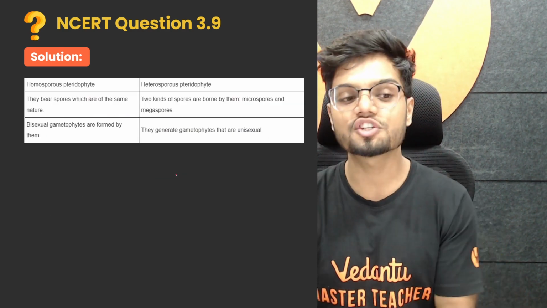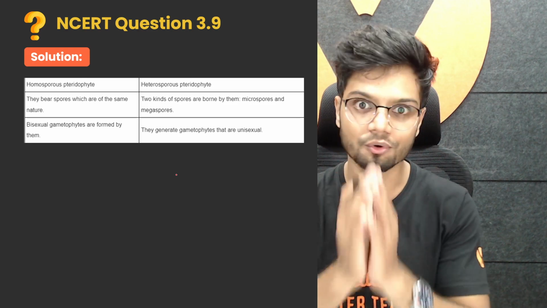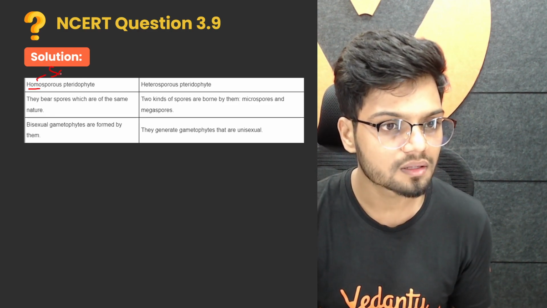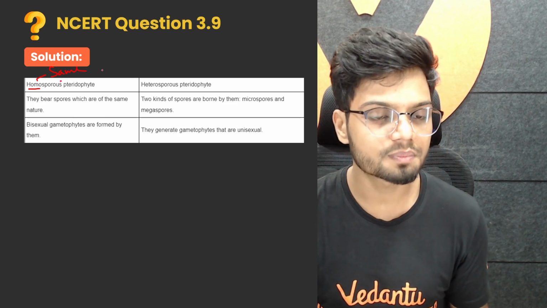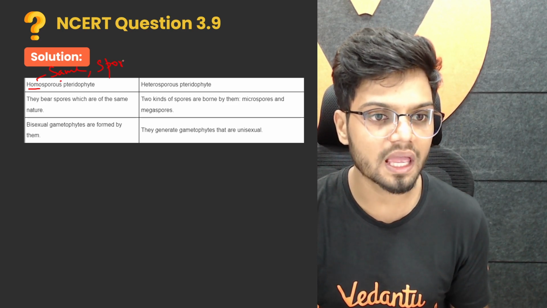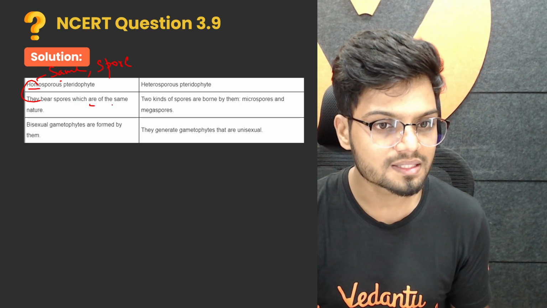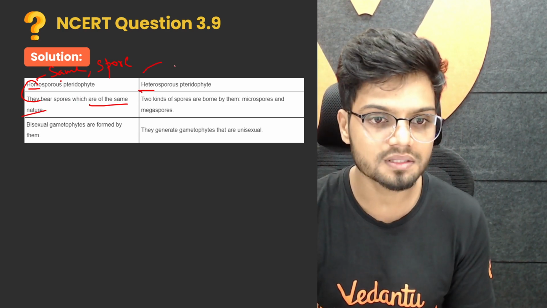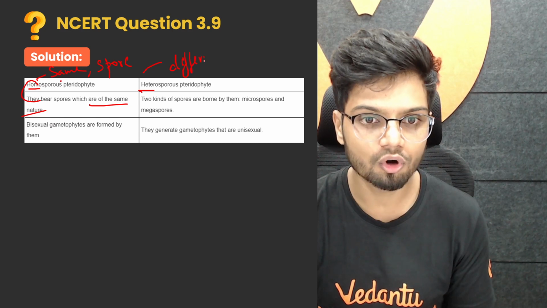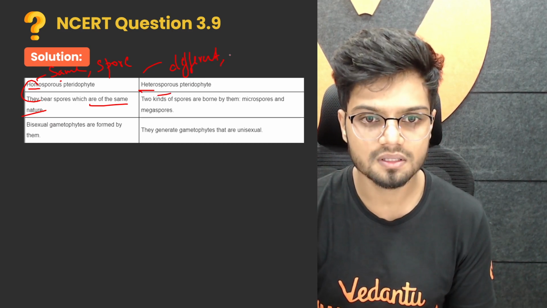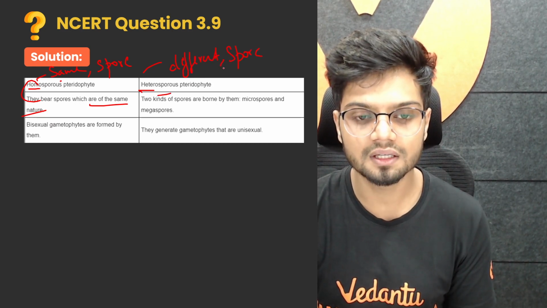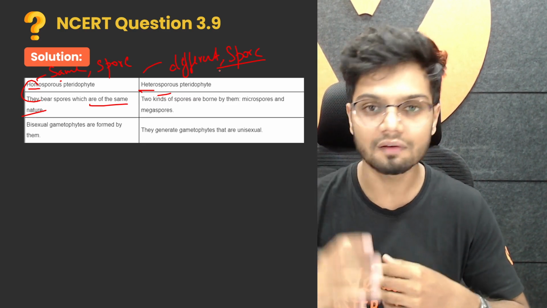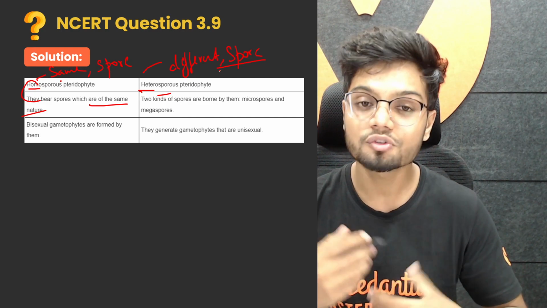Finally, let's differentiate between homosporous and heterosporous. Homo means same. Sporous means spores. So they bear the same type of spores. Hetero means different. This is a phenomenon where the plant will have two types of spores.